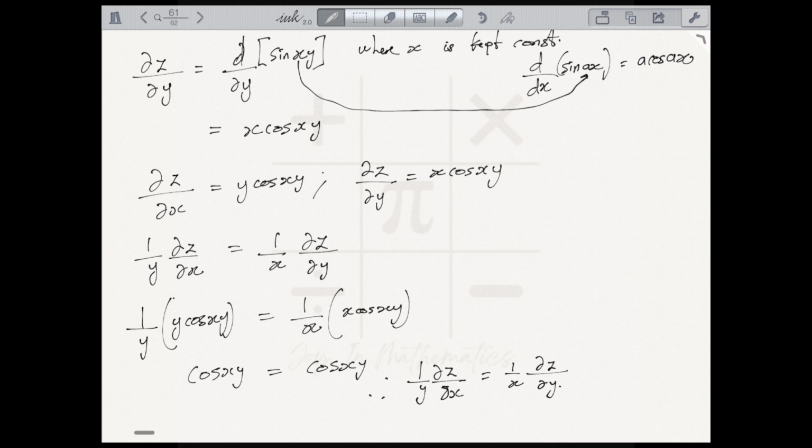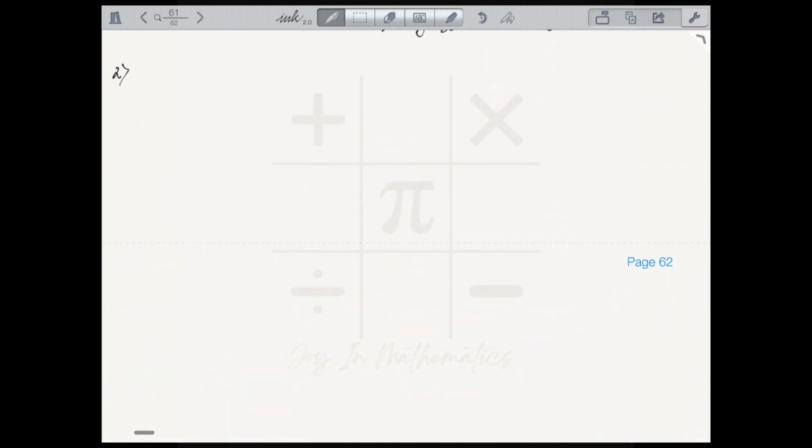So let's take another example, example 2. We recall for gas expressions in the ideal gas equation that PV is equal to mRT, or sometimes nRT, and P is given as mRT over V. Now we are given this expression and we are asked to evaluate the partial derivative of P with respect to T and the partial derivative of P with respect to V.